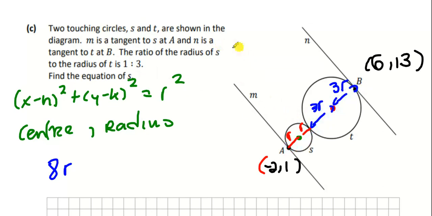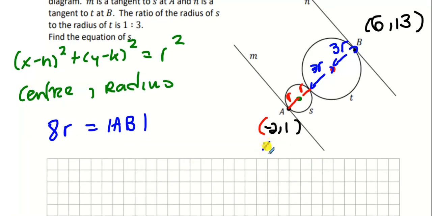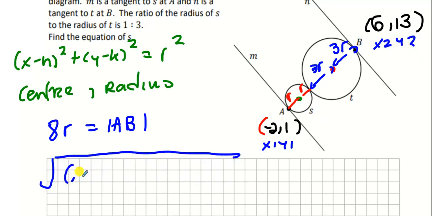Now I can use the distance formula to find the distance of AB. We call you x1, y1, we call you x2, y2. The distance formula would be something from junior cert, which is the square root of (x2 − x1)² + (y2 − y1)².